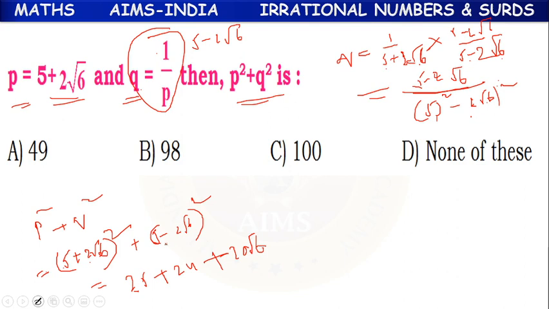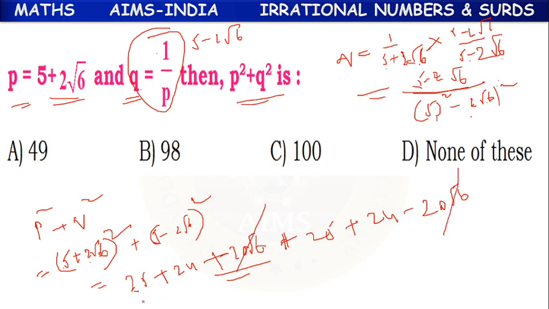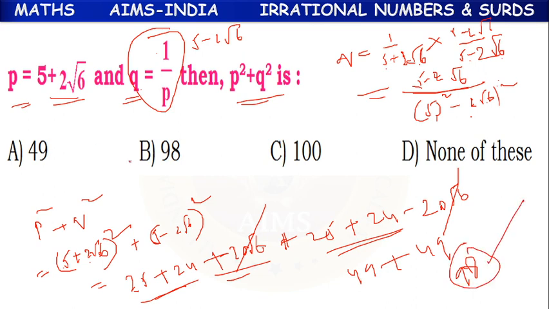Here A minus B whole square means A square, 25, plus B square, 24, minus 2AB, same value but minus 20 root 6. 20 root 6 cancel. 25 plus 24, 49. 49 plus 49. What is the answer, children? 98. 98 is the answer.